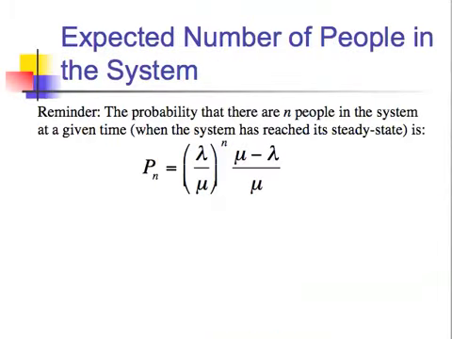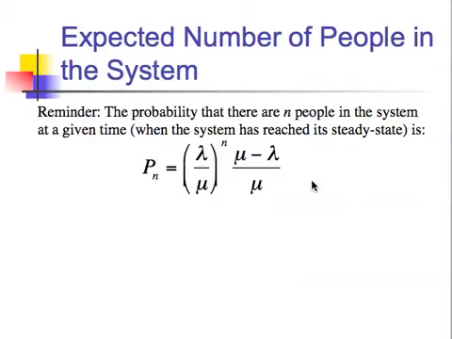We start, of course, with working on the expected number of people in the system. Now, again, we talked before about the probability that there are n people in the system at a given time. That's, of course, once the system has reached its steady state, the equilibrium. So we talked about that before, and that the probability of having n people in it is given by lambda over mu. Again, lambda is your arrival rate, mu is your service rate. So lambda over mu to the n, all times mu minus lambda, all divided by mu.